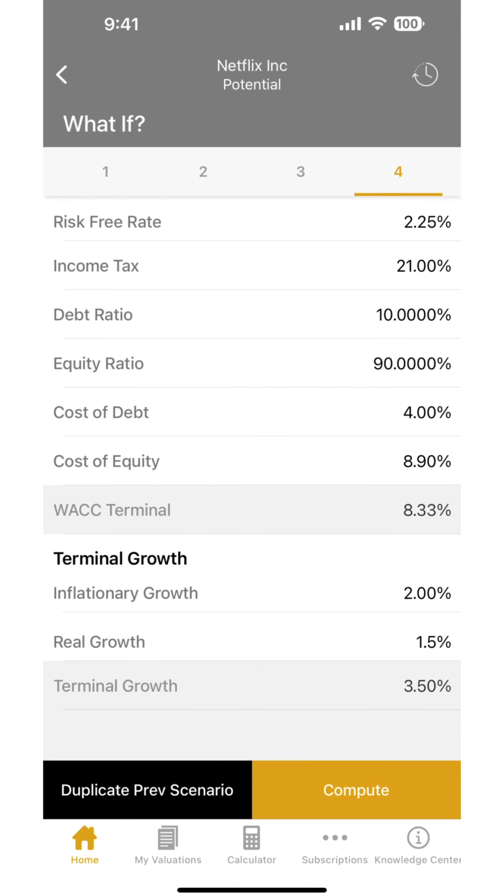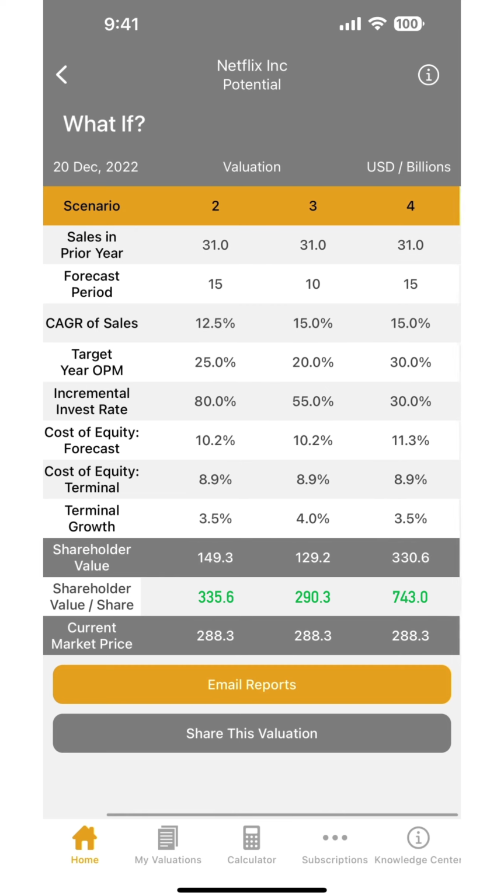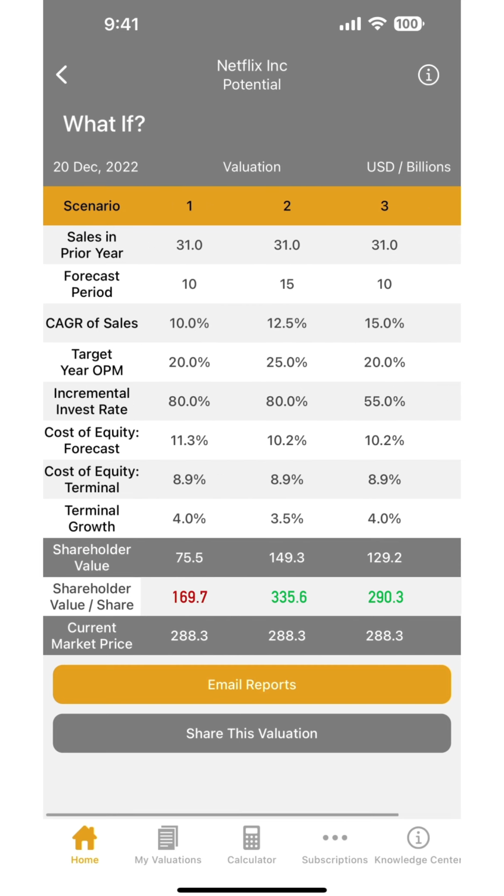Now, when we click Compute, the screen displays the shareholder value and shareholder value per share for each scenario based on our inputs along with the current market price. Users can either email the reports from here and share valuations with other subscribers of the app via messages in the app format.